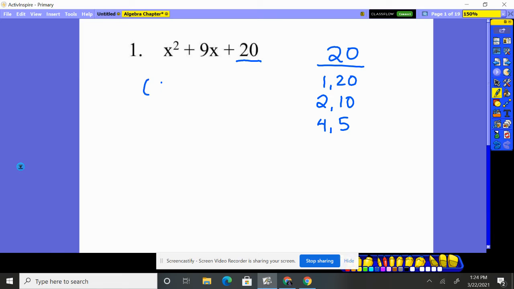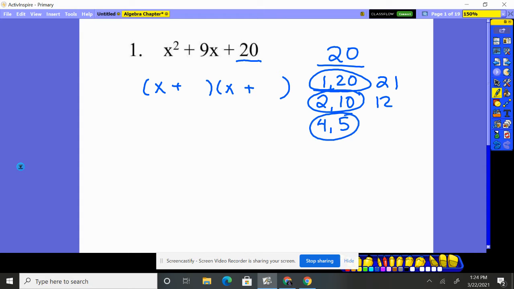Now, since it's x at the beginning and everything's addition, that makes life a little bit easier for us. We know it's an x plus something and an x plus something because everything in there is addition. So every one of these will create the 20 at the end. The difference is the middle: we add them together, this one is going to create a 21. This together is going to create a 12, and this will create a 9 when we add them together. We want the 9, so it's going to be the x plus 4 and the x plus 5.